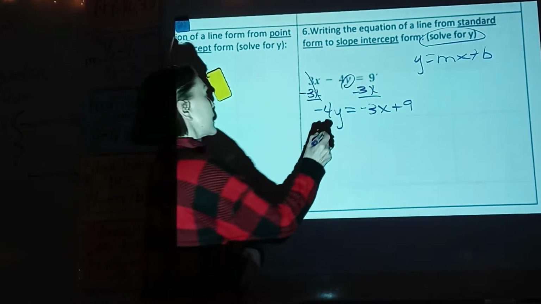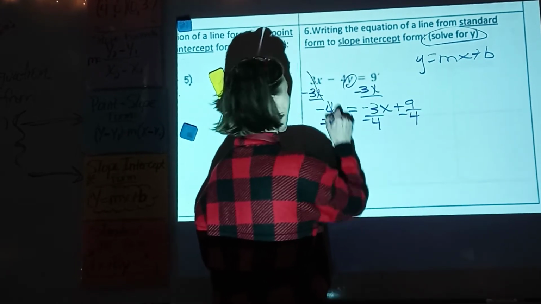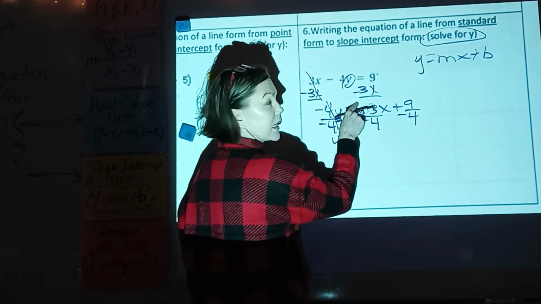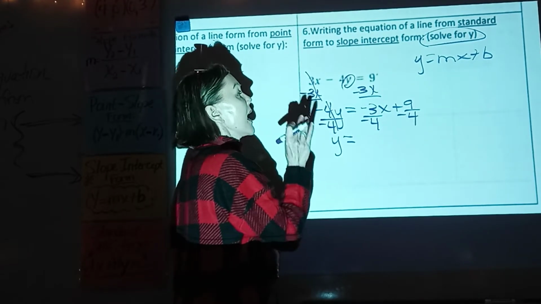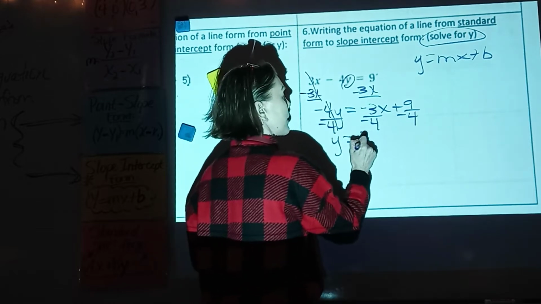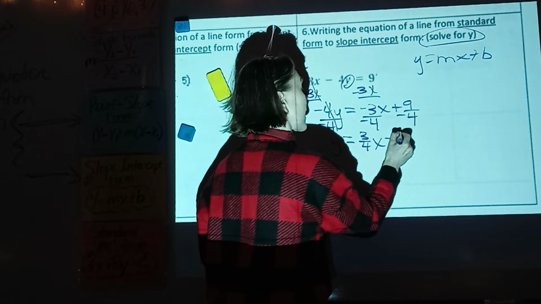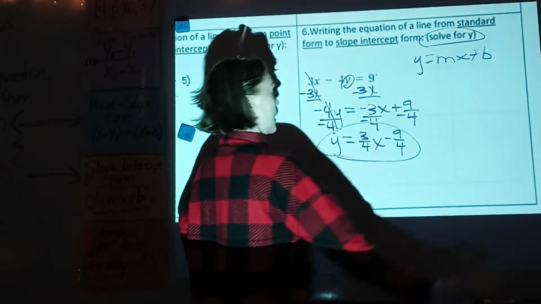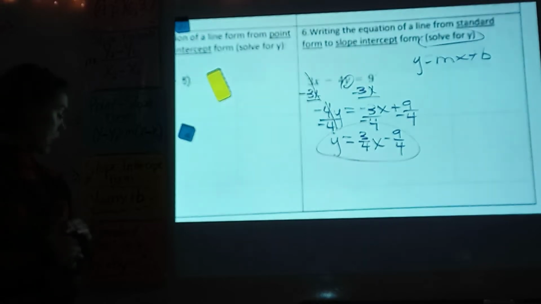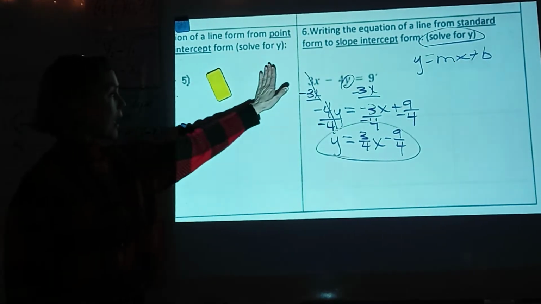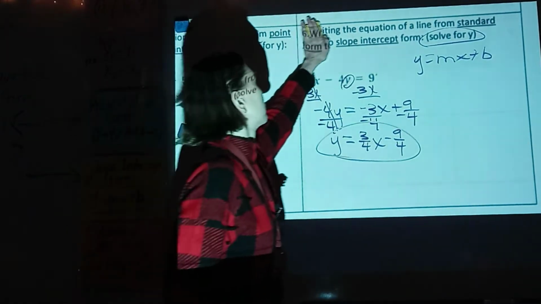Last step, divide by -4. Divide by -4. Those cancel. y equals a negative. Don't forget the important part here of simplifying, you guys. A negative divided by a negative gives you a positive, and a positive divided by a negative gives you a negative. And there it is. You took it from ABC form, standard form, and you solved for y. Moving on. Good job.